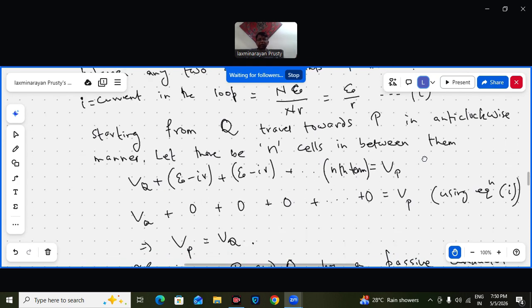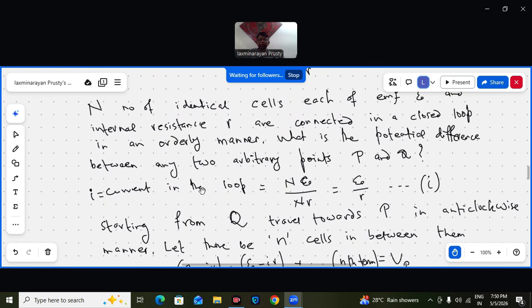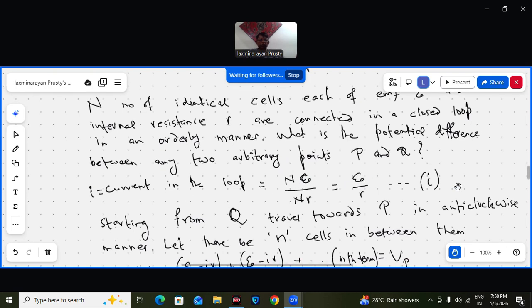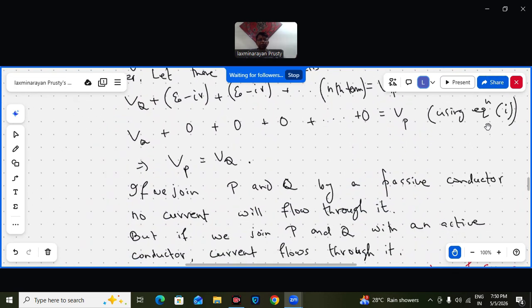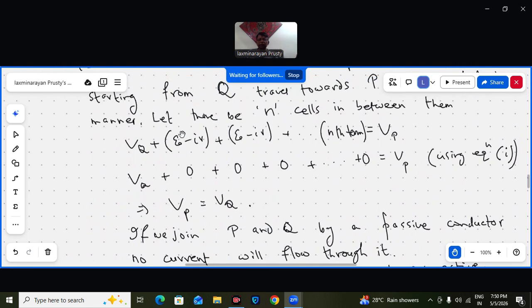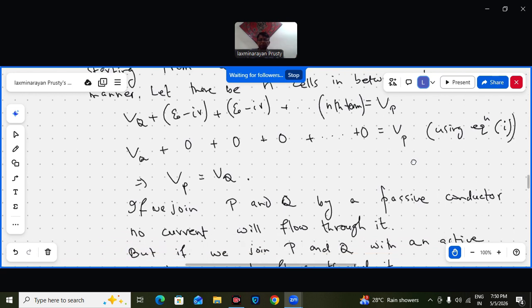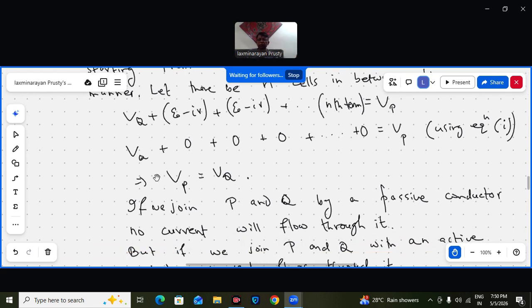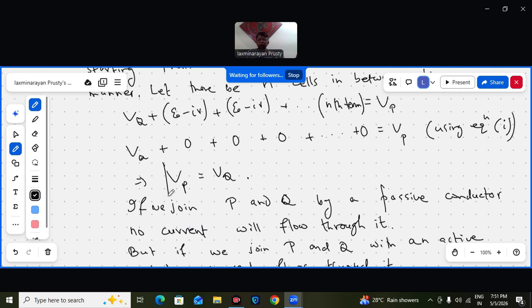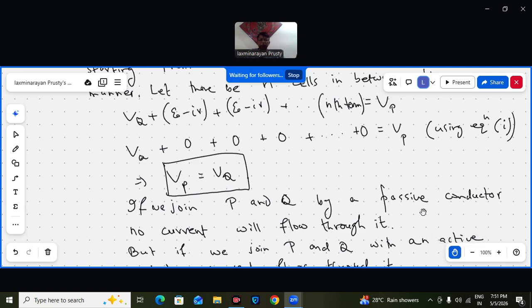But E minus IR is 0, because current in the whole loop is NE by NR, capital NE by capital NR, that is E by R. So E minus IR is 0 from equation I. Yes or no? So E minus IR is 0 each time. So VQ plus 0, 0, 0 finally becomes equal to VP. So VP equals VQ. That means between any 2 points, potential difference is 0.